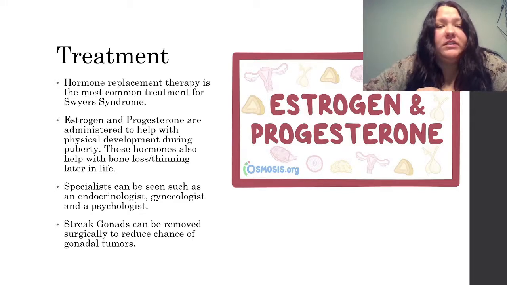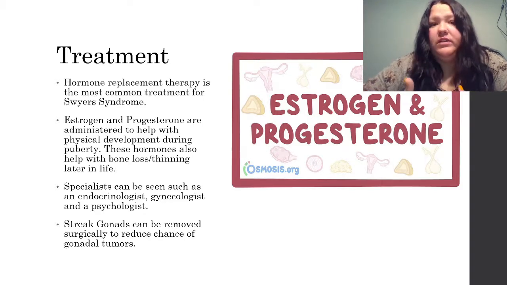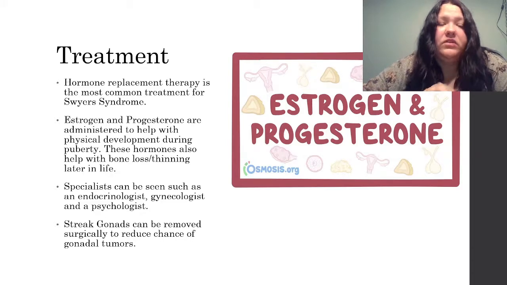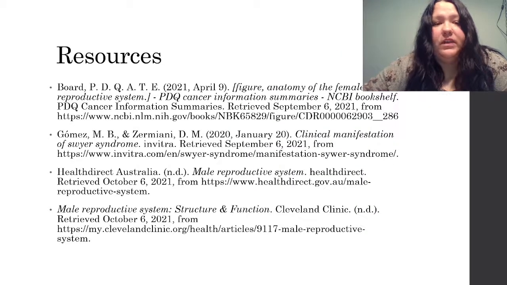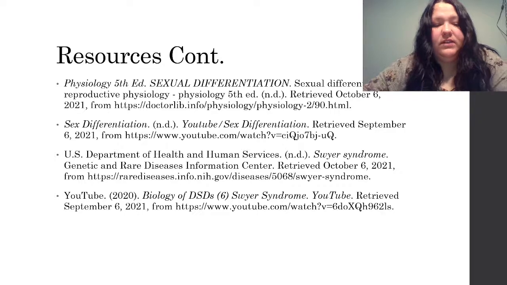Treatment: hormone replacement therapy is the most common treatment for Swyer syndrome. They administer estrogen and progesterone to help with the physical development of puberty, so they develop just like everybody else. These hormones can also help with bone loss and thinning later in life. Someone with Swyer syndrome can see a couple of different specialists, such as an endocrinologist who specializes in hormones, a gynecologist, or a psychologist. Those streak gonads that don't develop can be surgically removed to reduce the chance of gonadal tumors. And these are my sources, and thank you.